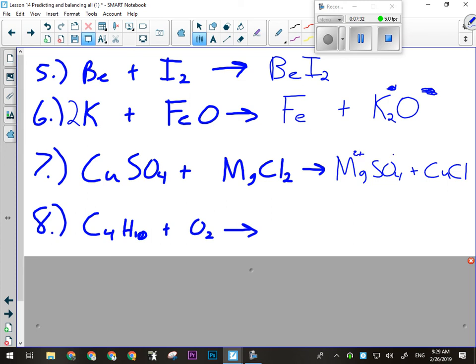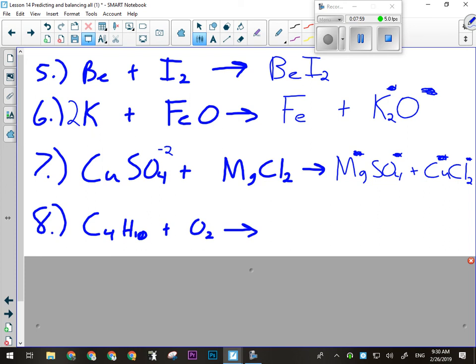This is a 2+, this is a 2-, so that compound is fine the way it's written. Copper can be a 1 or a 2. What is it on this side? Sulfate's always a -2. There's only 1 copper, so it must be +2. So then I know over here, copper's also a +2. Chlorine's a -1, so when I drop and swap, I get CuCl2. Now I've dropped and swapped everything. Now I go back and balance.